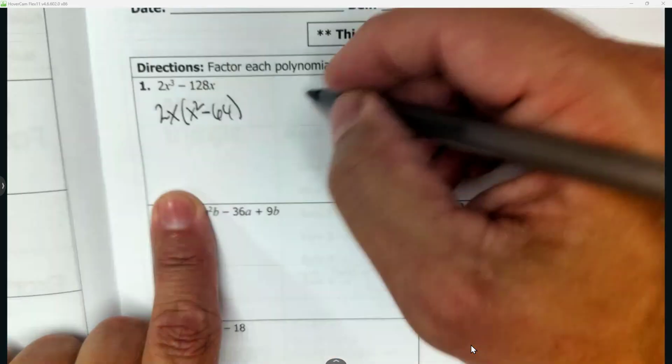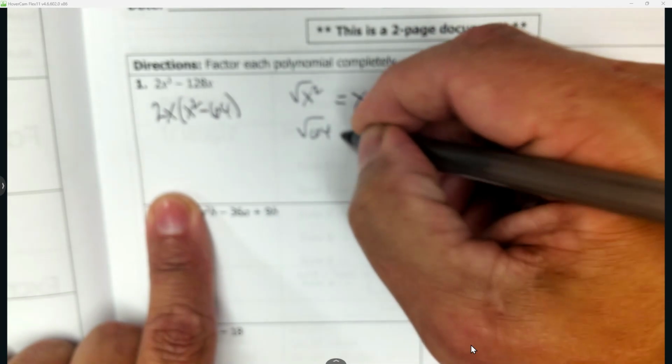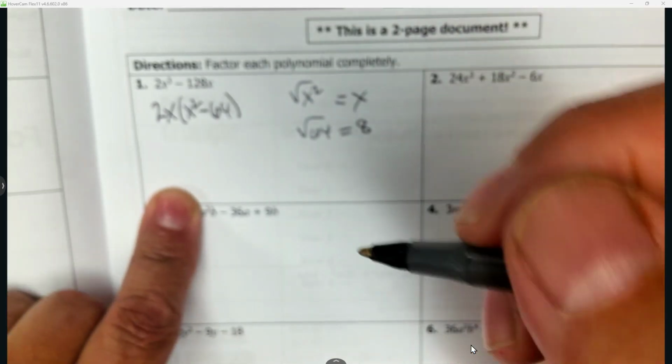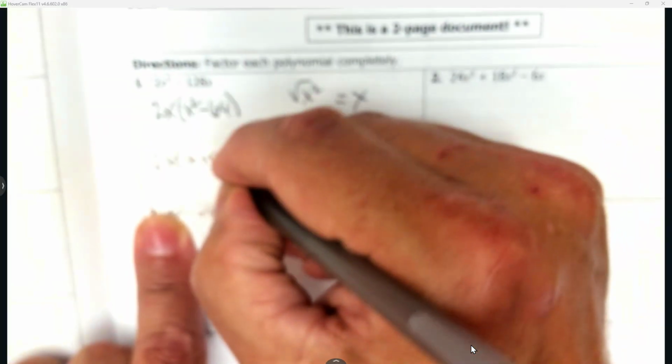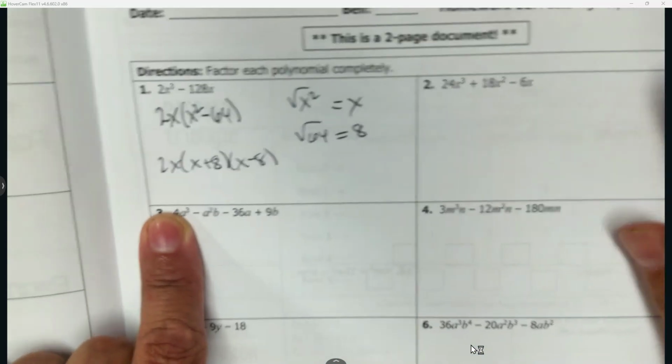Now what's left is called a difference of squares. So we're going to square root each one. So the square root of x squared is x, and the square root of 64 is 8. So we end up with x plus 8 and x minus 8. And then it's fully factored. So number 2, same thing.